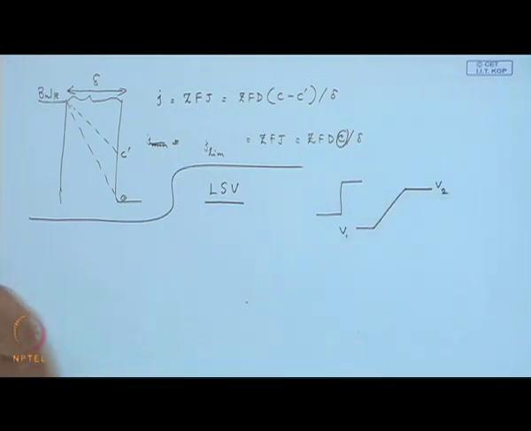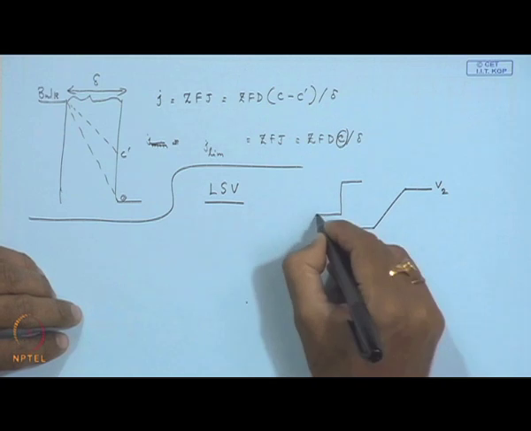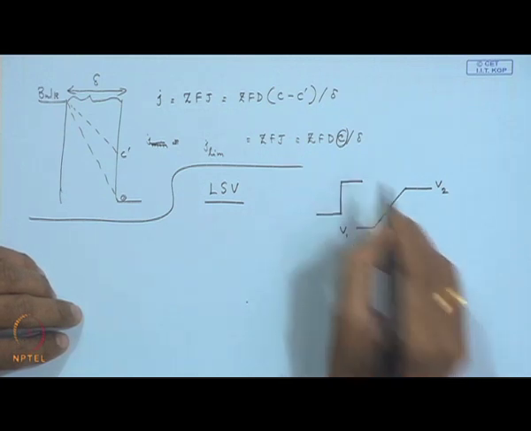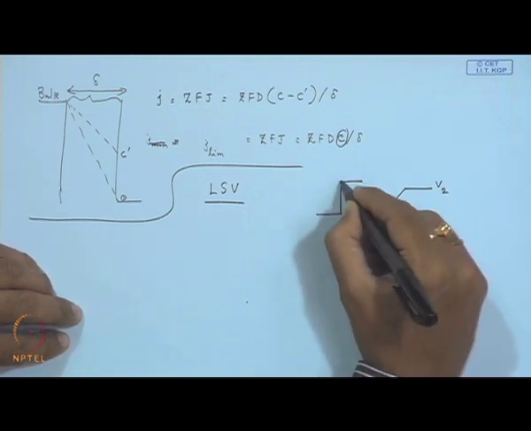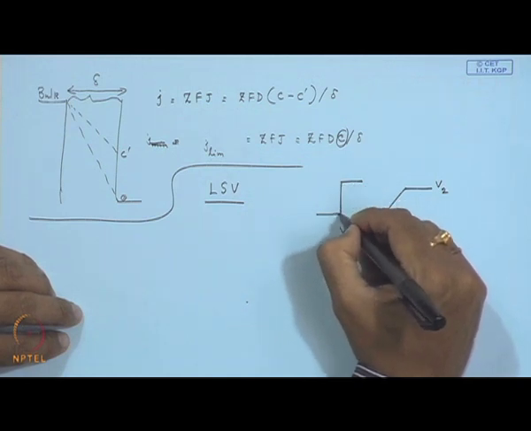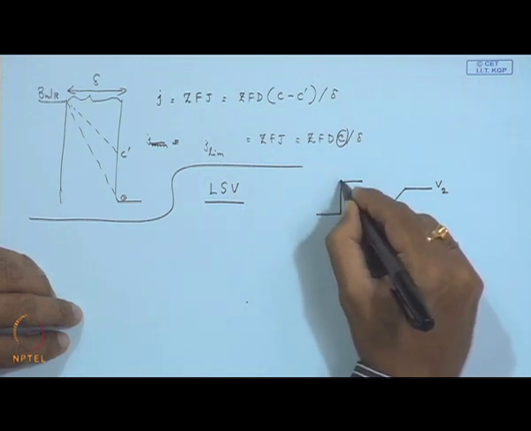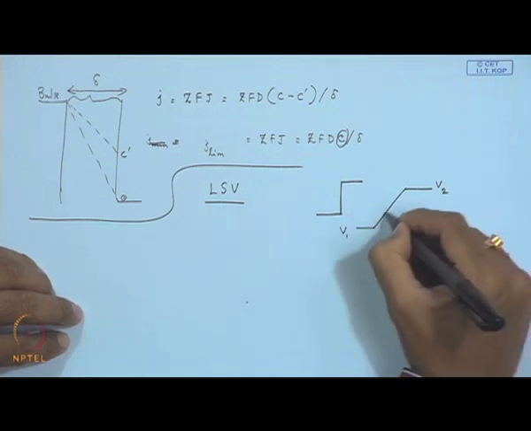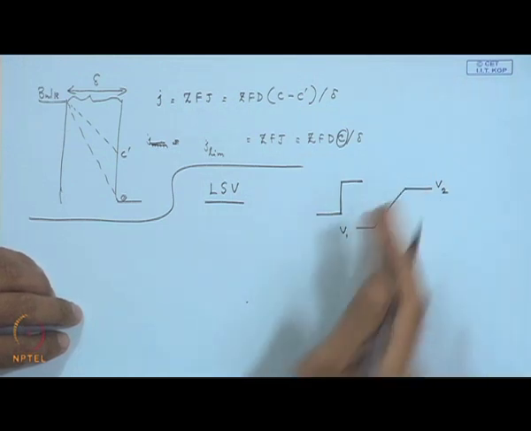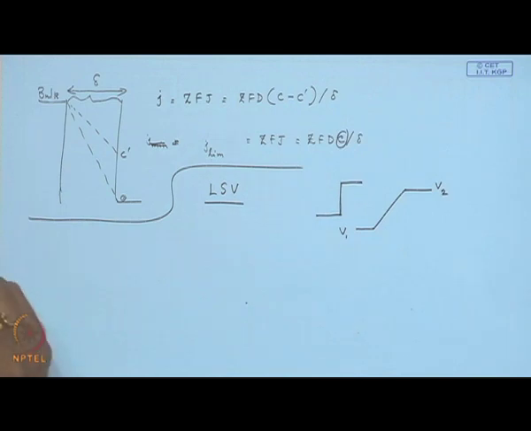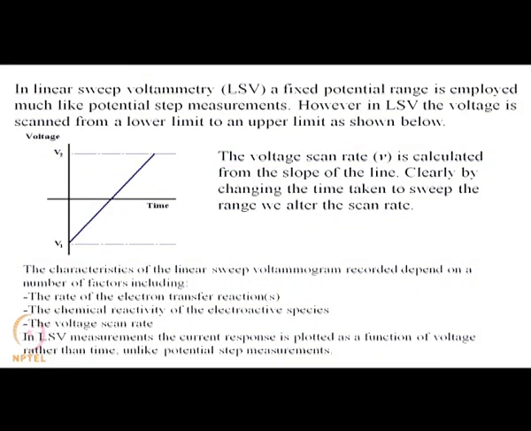In the other case, pulse potential step voltammetry, it is just like a step function, very steep, like a vertical line. But here it has some slope, slowly increased. So it is like a potential step measurement, but a slanting one.